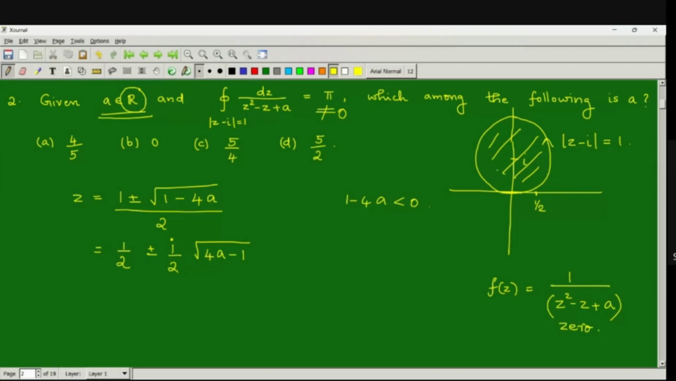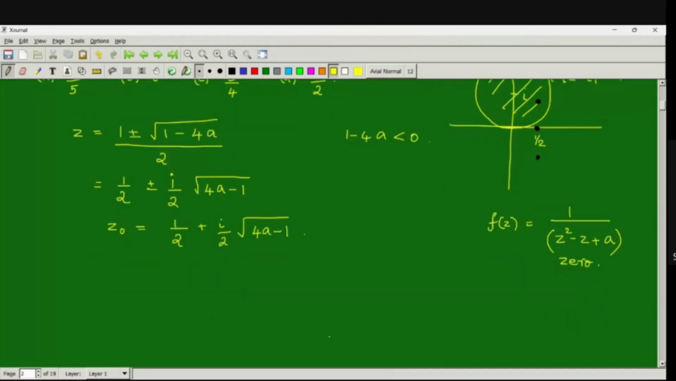Then the figure will help you. See, this is 1 by 2. 1 by 2 plus i by 2 means it is going in the i by 2 direction, somewhere here. But 1 by 2 minus i by 2 means it is going in the negative direction. It is not in the circle. You got this geometry? Yes, ma'am. Okay. So the root inside that circle is precisely this: 1 by 2 plus i by 2 square root of 4a minus 1.